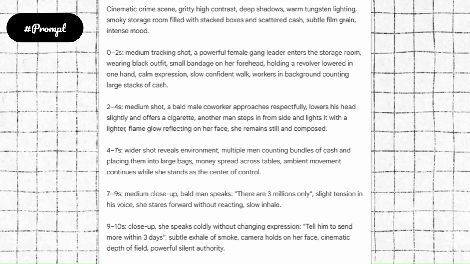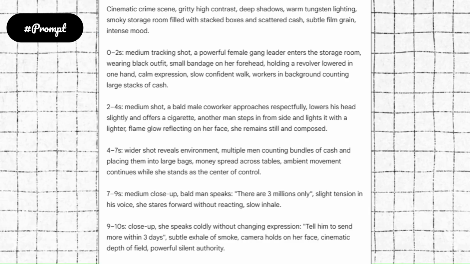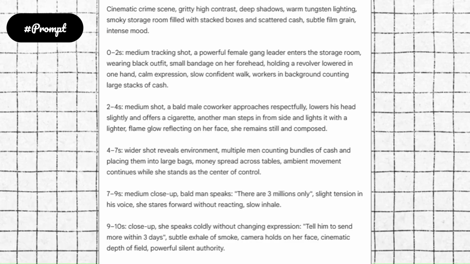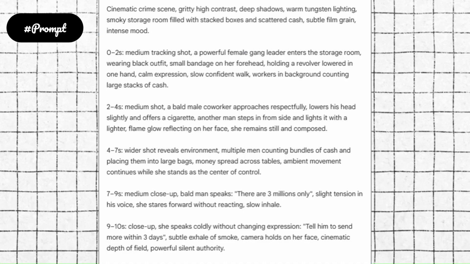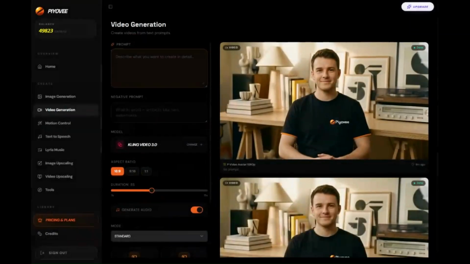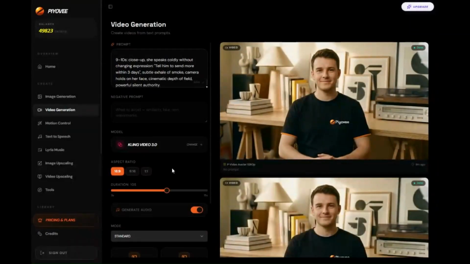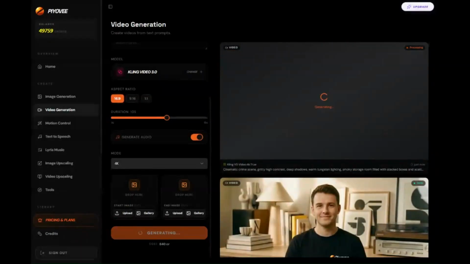So I created a prompt. It goes something like this. I want to create a cinematic shot where a female gang leader is entering a room and one of her coworkers offers her a cigarette. Kling V3 4K was recently launched. It can create videos up to 15 seconds, but I want to go with 10 seconds. I pasted the prompt, selected 4K, set the duration to 10 seconds, and hit the generate button.